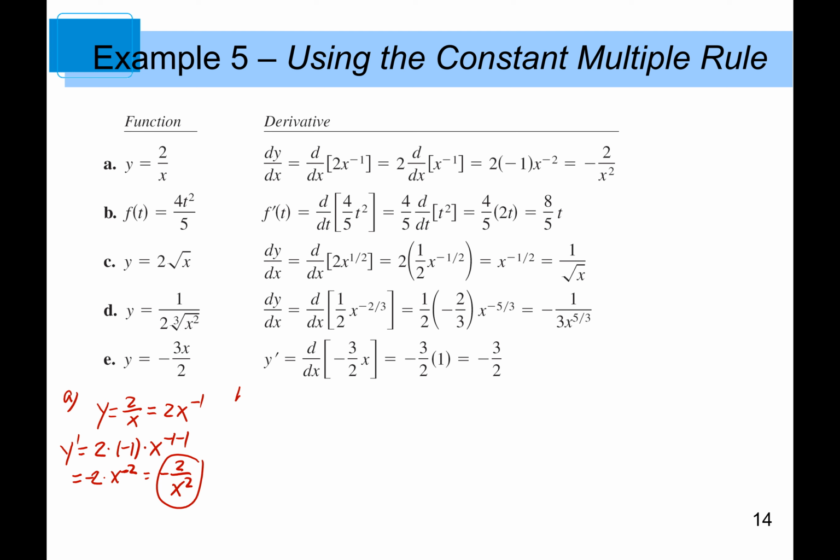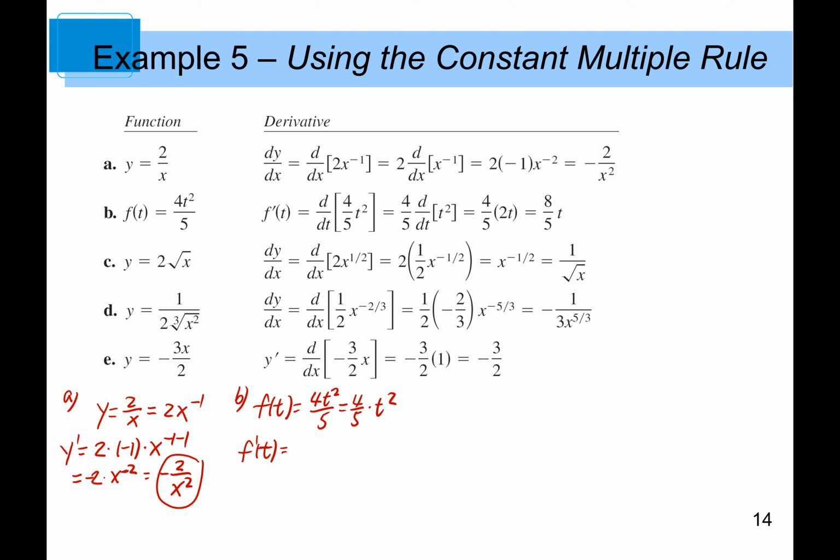B, we have f of t equals 4t squared over 5. We can easily separate this into 4 over 5 times t squared. So f prime of t.